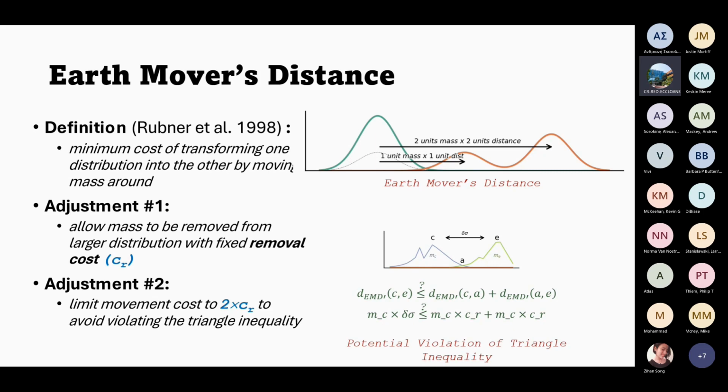We need to make a couple adjustments because the original metric as proposed assumed the two distributions being compared have equal total mass, but S3 distributions don't. So we need to allow for removal of mass, but if we do that carelessly, we're going to violate the triangle inequality, so we have to make a small adjustment to make sure we don't do that. But those are details. The basic idea captures what we want in terms of measuring differences between the scale-specific sinuosity distributions.